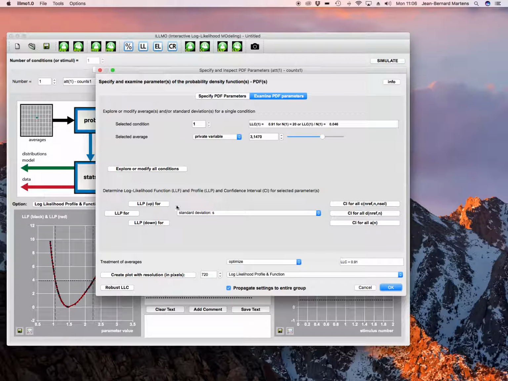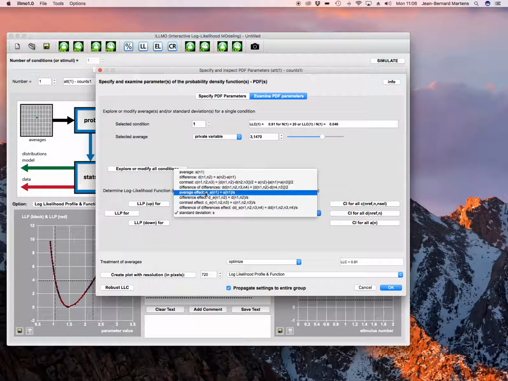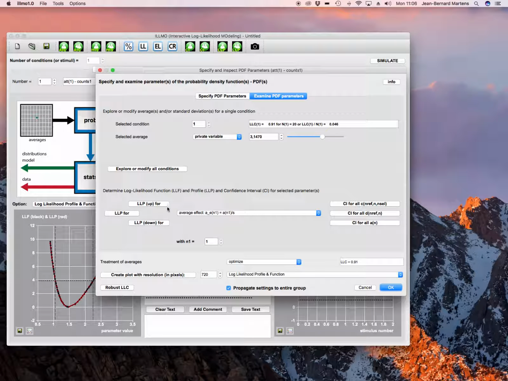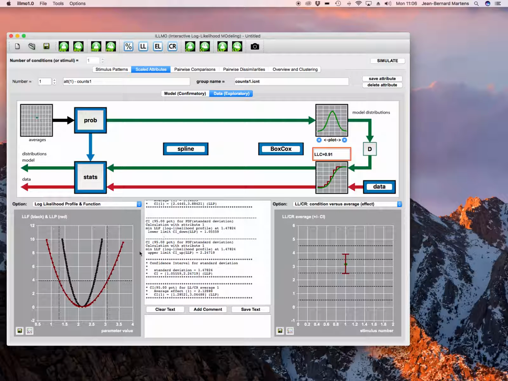Another very interesting parameter or statistic to look at is actually the ratio of the average over the standard deviation, which is called the average effect. And so just as easily as we have calculated the confidence intervals for the other parameters, we can also find the confidence interval for that parameter.